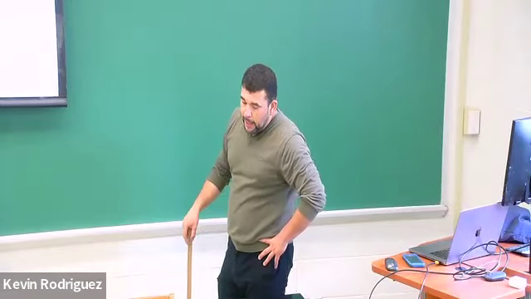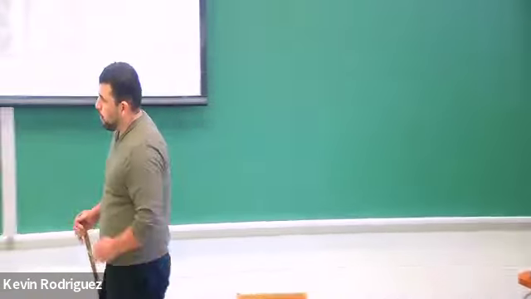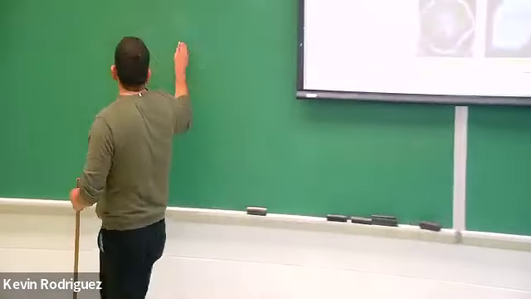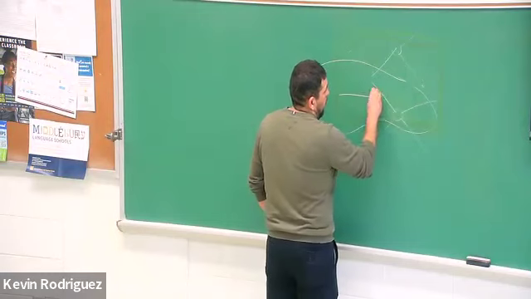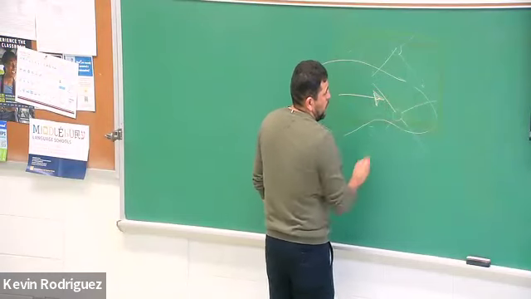So if I drew a cell, this is the next question. If I drew a cell like that, it's trying to go that way. Right?